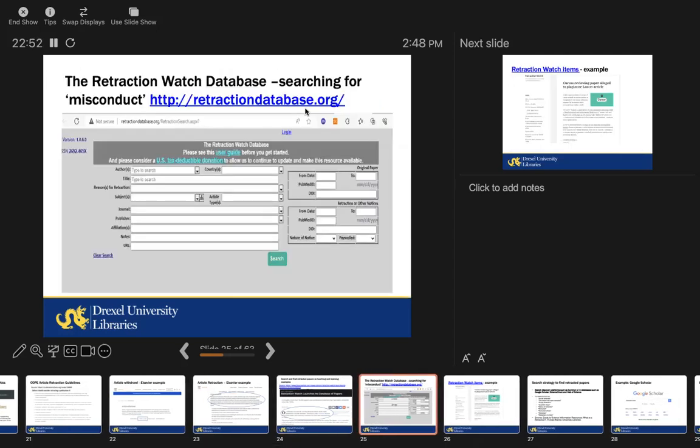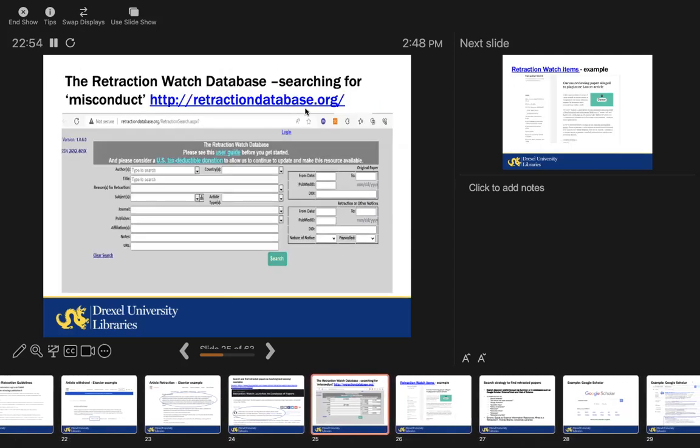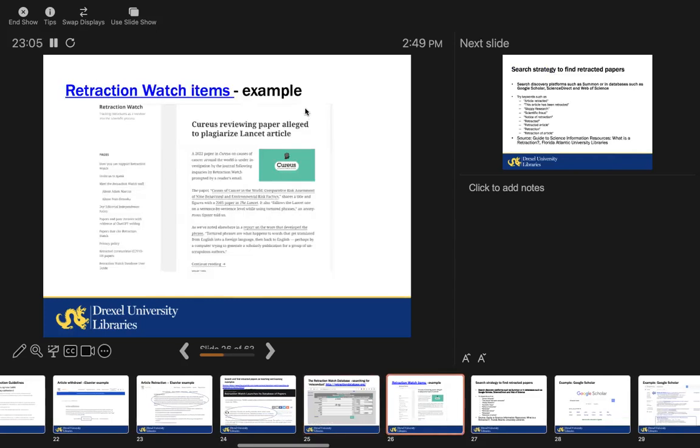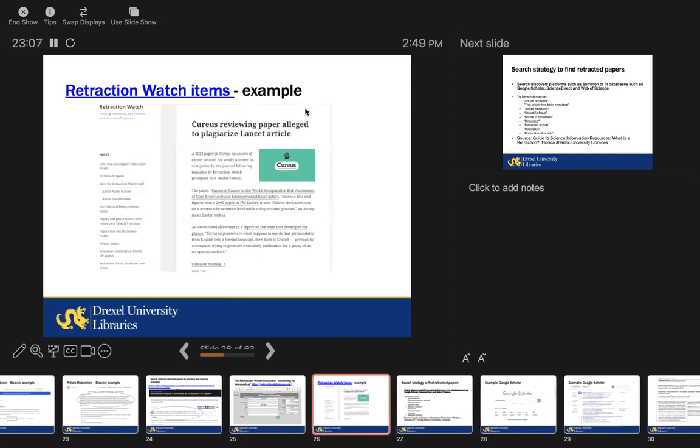Let's go to the next. And this is how you can search in this retractiondatabase.org, and you will find a lot of papers and things that have already been retracted. It's updated daily. Let's go to the next slide. And an example of a plagiarized Lancet article. This was very recently on the website. I don't have the date on it, but I know this is the most recent when I prepared this presentation.